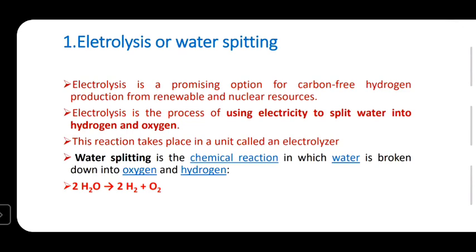Now, this process is related to the topic of fuel cell, how this splitting takes place by using cathode and anode. What is cathode? What is anode? We have to discuss that in the next point.